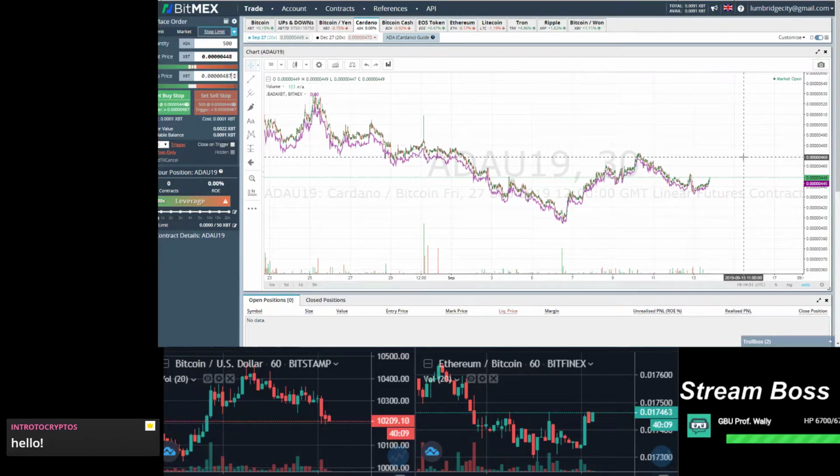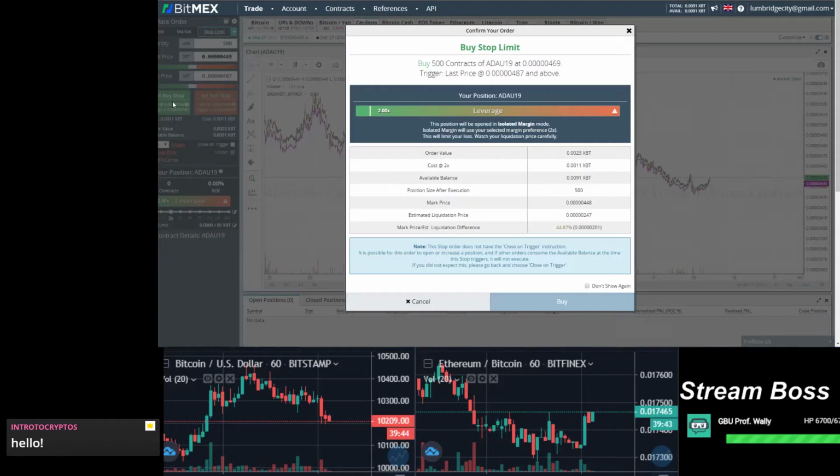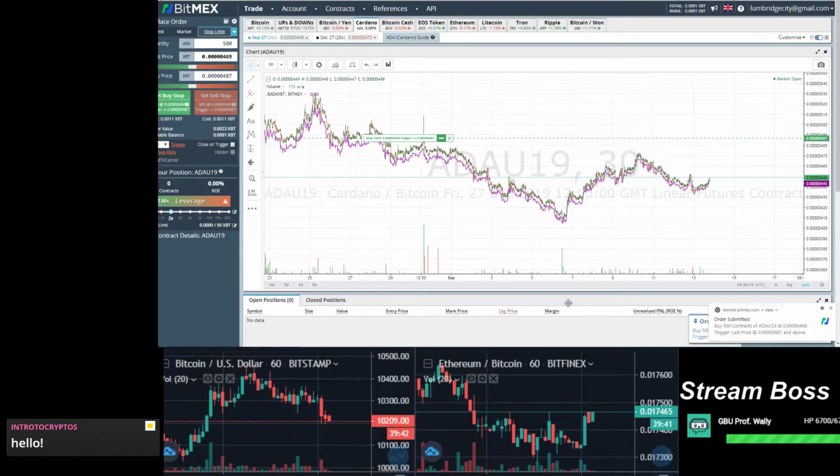Let's do 469 just for practice. 469, and 580 ADA at 2 times leverage is going to have an order value of 0023, and it's going to cost us 0011 to put this trade on for 500 ADA. So we should set the buy stop and see how it all plays out.